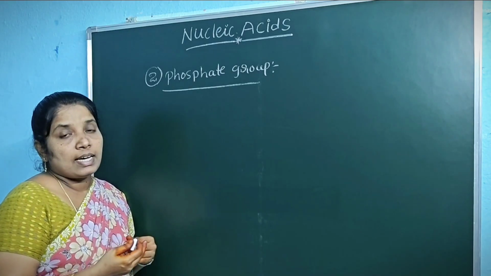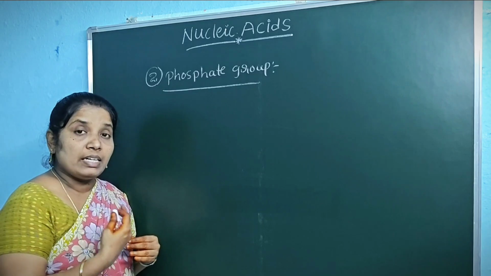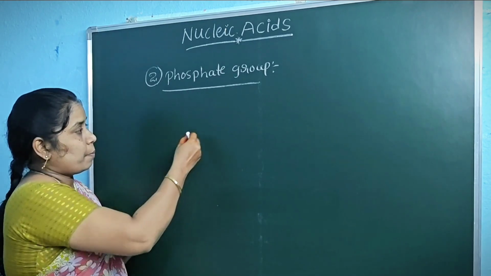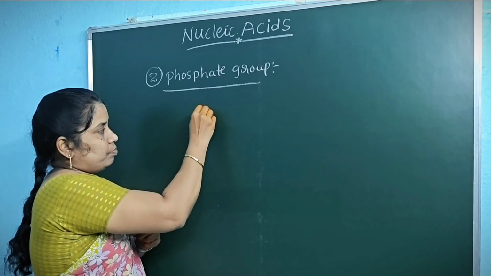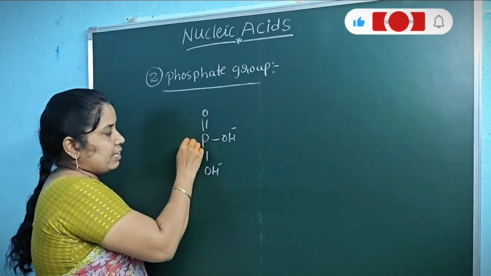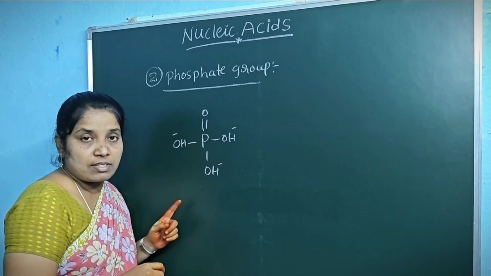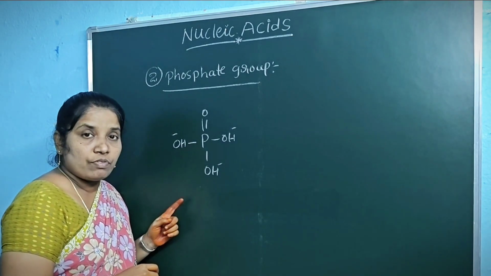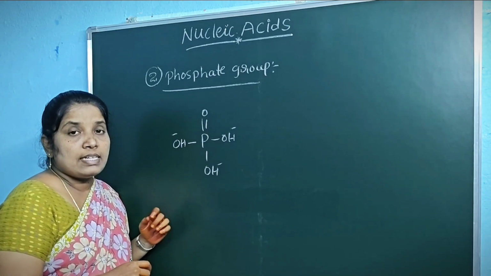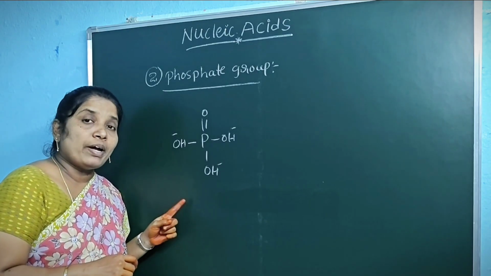If you see the nucleic acid structure, you will find the phosphate groups alternate with the pentose sugars. Let's see the phosphoric acid structure. It consists of 3 active hydroxyl groups, which are involved in the phosphodiester bond. They alternate with the pentose sugar molecules. This phosphate group is present between 2 pentose sugars.